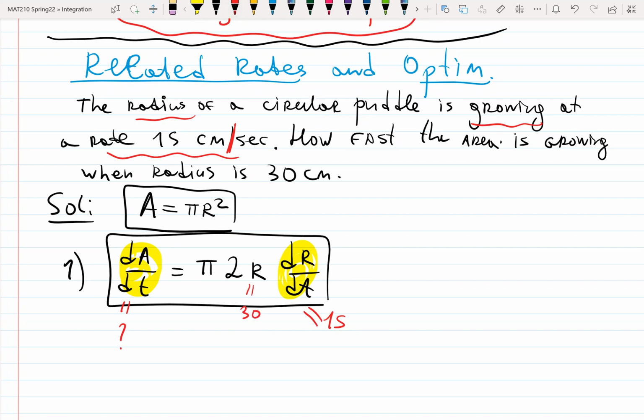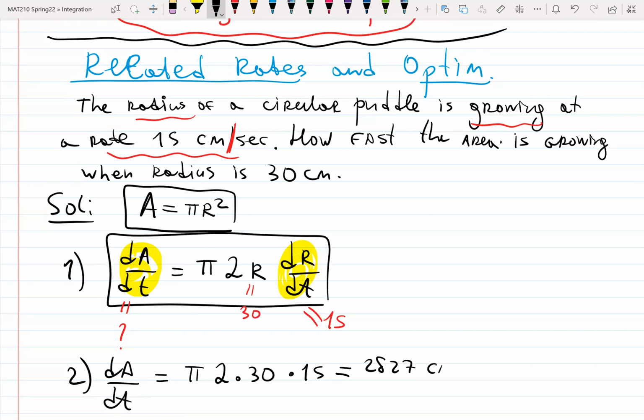In this case, the left-hand side is exactly the one we need to find. dA over dt, plug in. Pi times 2 times 30 times 15 gives you 2827 centimeters squared per second. That is the answer.